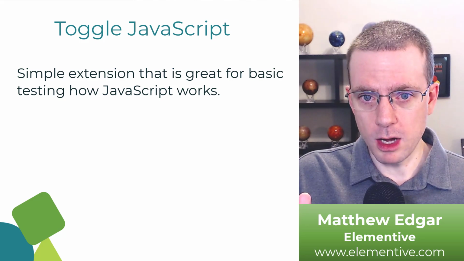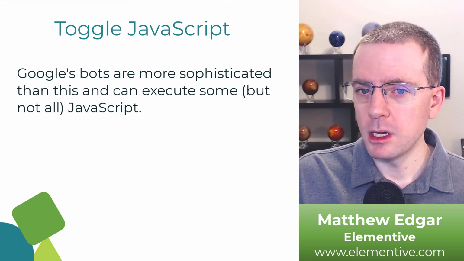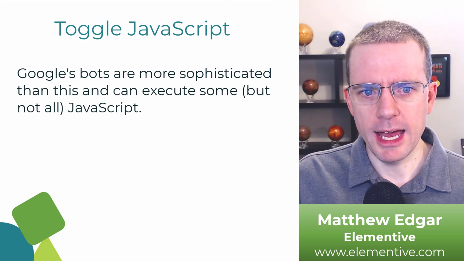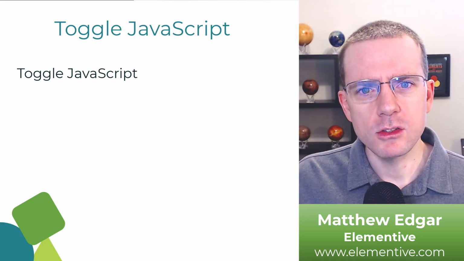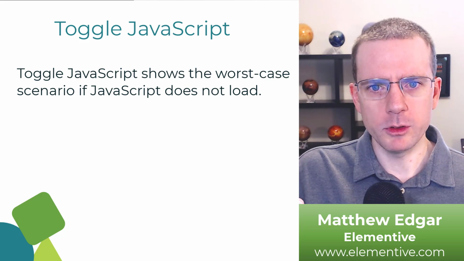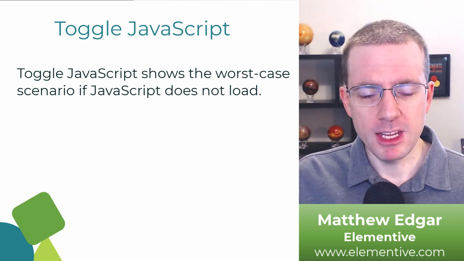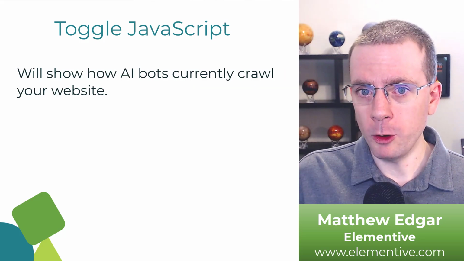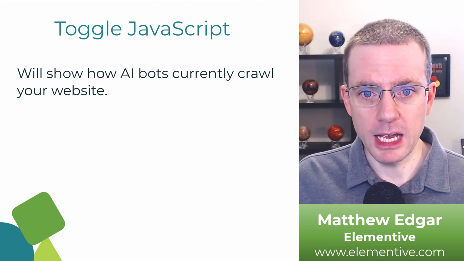Now, Google's crawlers are more sophisticated than that. Google is able to execute some JavaScript, though not all JavaScript. However, what I like about Toggle.js is that it gives you the ability to mimic a sort of worst case scenario. If Google is unable to load any of your JavaScript at all, what do they see? The other thing I like about this extension is that this mimics what OpenAI, Perplexity, and other AI bots are currently doing on your websites.